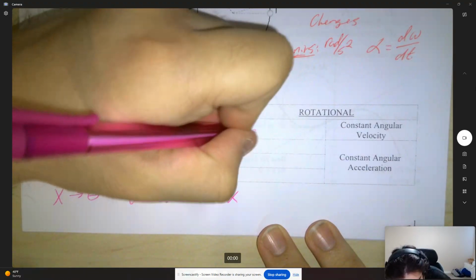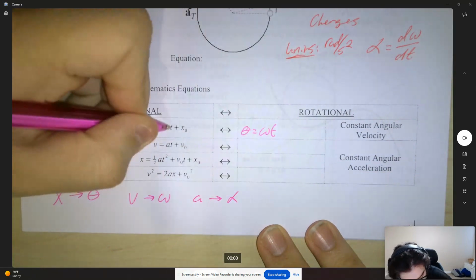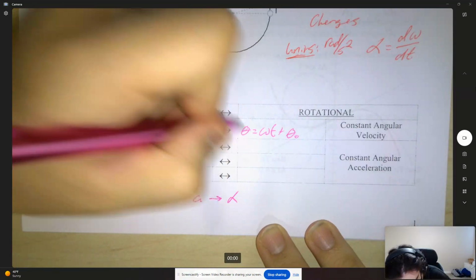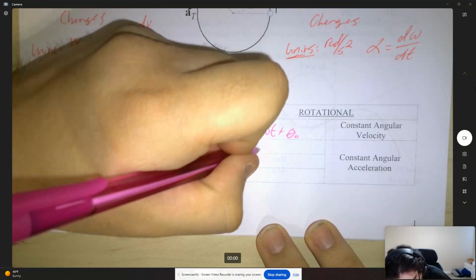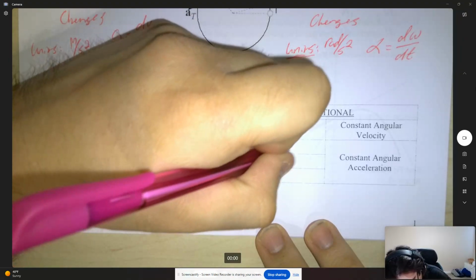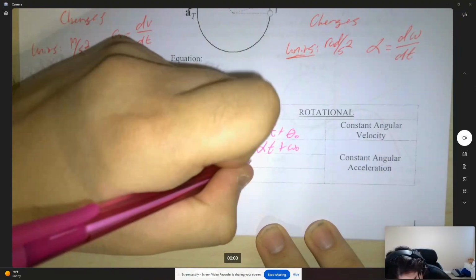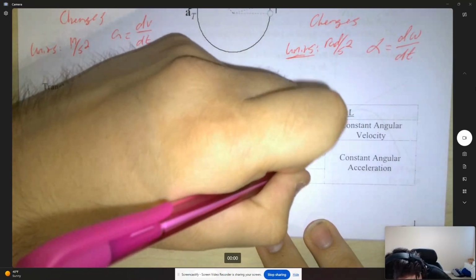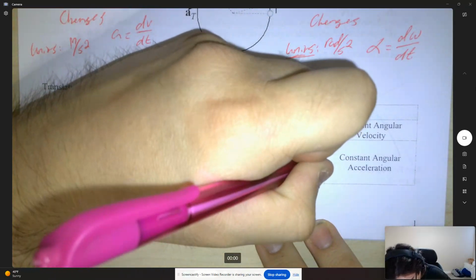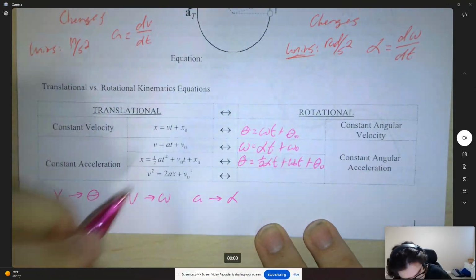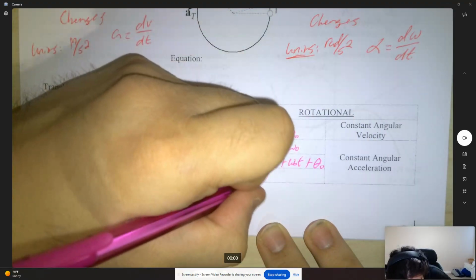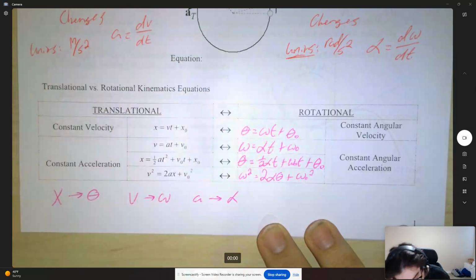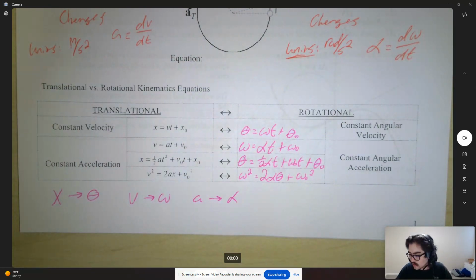So I would do theta equals omega t, and time stays the same. Theta equals omega t plus theta naught. Omega equals alpha t plus omega naught. Theta equals 1/2 alpha t squared plus omega naught t plus theta naught. And omega squared equals 2 alpha theta plus omega naught squared. So there you go, that is all of section one.